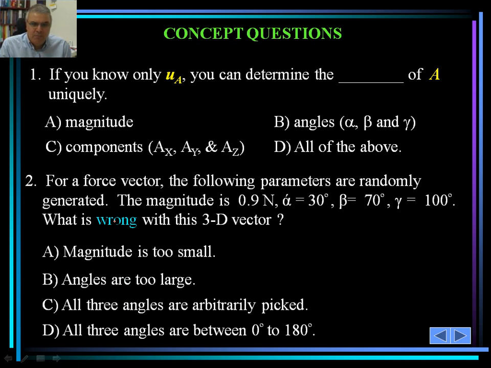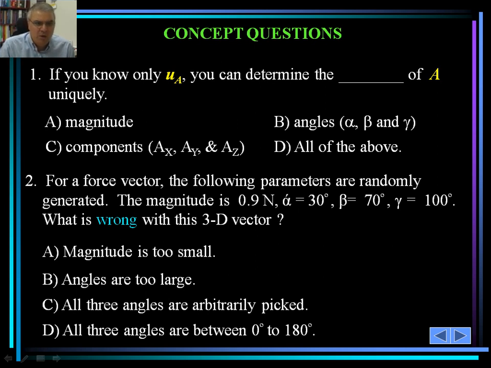The second part of this: for a force vector, the following parameters are randomly generated. Magnitude is 0.9 Newton, and alpha, beta, and gamma are given. That should be alpha, not really alpha prime. So if anywhere you see alpha prime in this context, make sure you turn that into alpha, unless it's absolutely given in the problem that there is an alpha prime. So 30 degrees, 70 degrees, 100 degrees.